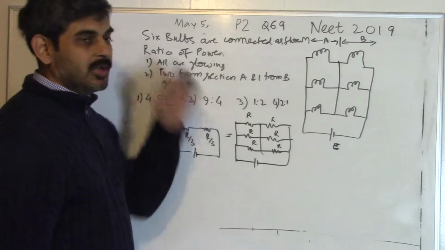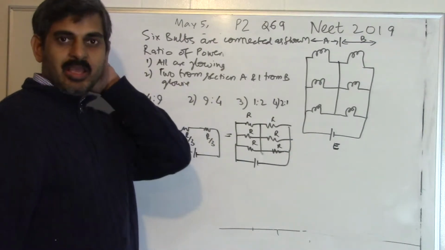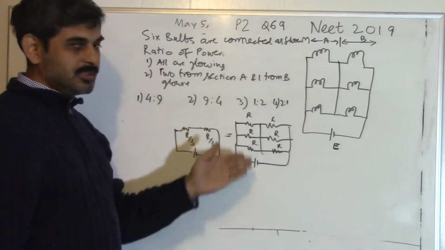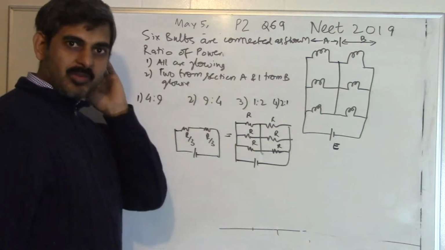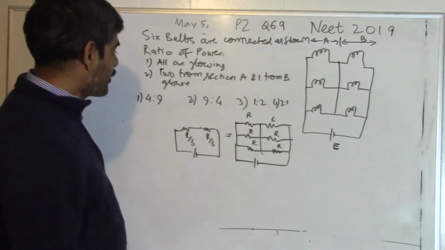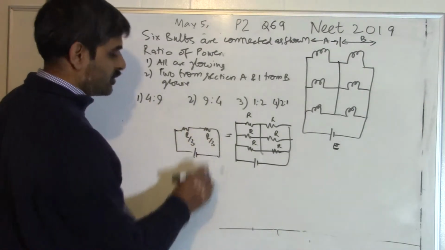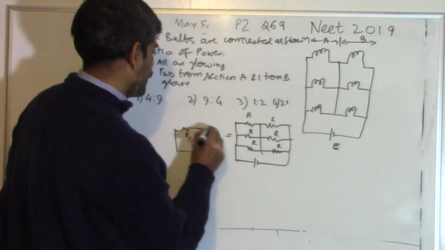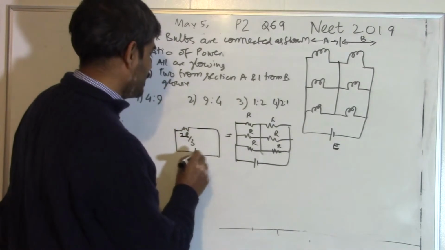If you are not sure, 2 equal resistances R, R have an equivalent resistance of R by 2. 3 resistors, R by 3. 4 resistors, R by 4, and so on and so forth. Something you need to remember. R by 3 in series, so this becomes equal to 2R by 3. I can remove this and make it 2R by 3 driven by E.